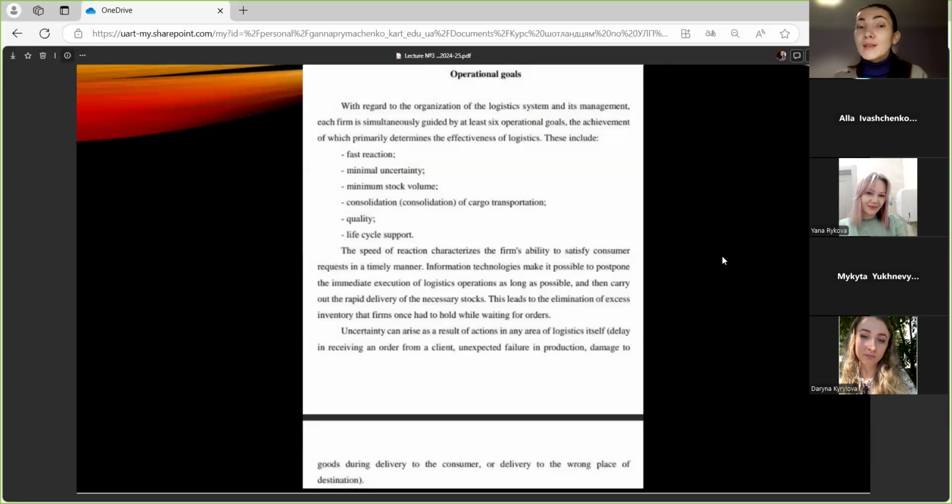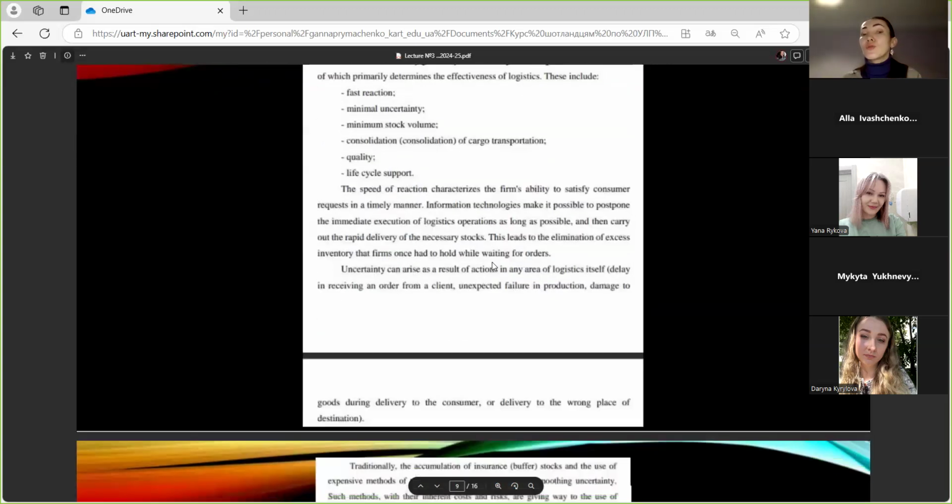Uncertainty can arise as a result of action in any area of logistics itself: a delay in receiving an order from a client, unexpected failure of production, damage to goods during delivery to the customer, or delivery to the wrong place or destination. So sometimes it is possible, and we think about all these operational losses.